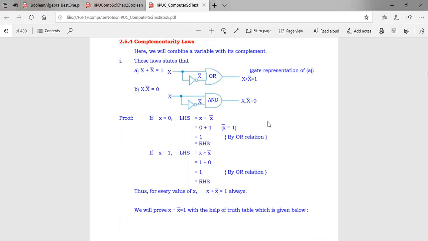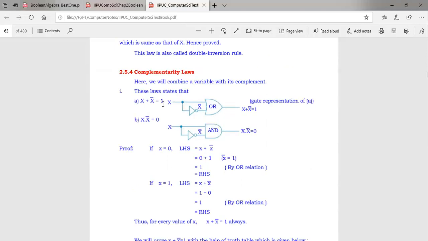This theorem is also a very important theorem in proving various expressions, laws, simplifying various Boolean expressions. As usual, there are two versions, A and B. One is with respect to logical addition, and the second one is with respect to logical multiplication. The first one says x plus x bar is equal to 1. That is, when we logically add a variable and its complement, then we are getting 1, high output. The second one is with respect to logical multiplication. That is, when we logically multiply a variable with its complement, we are getting 0.